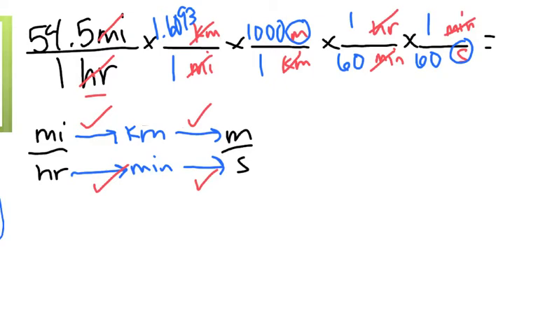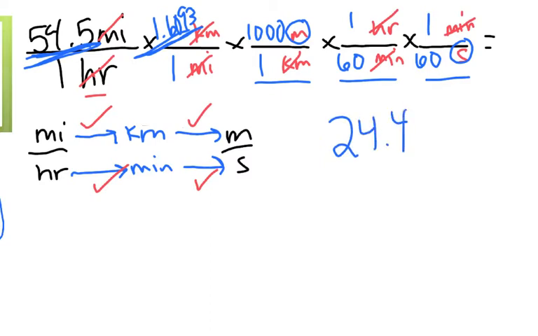When we look at our answer and how it should be rounded to significant figures, there's 2 values that are going to limit our sig figs, the 54.5 and the 1.6093, since both of those are not exact numbers. Every other conversion used was an exact number. The 54.5 is the lower of the 2, being only 3 sig figs. And so my answer in 3 significant figures would be 24.4 meters per second.